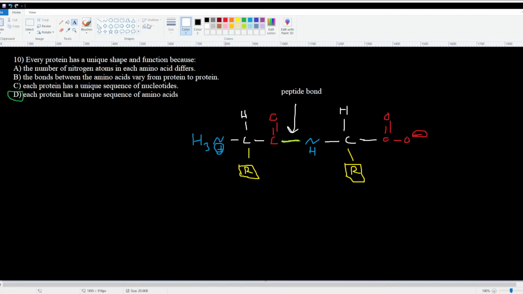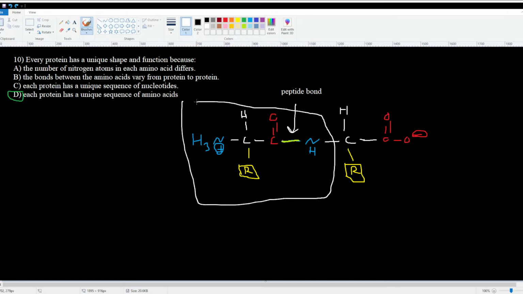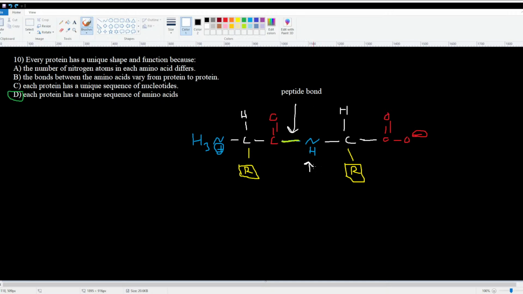So this is your peptide bond. Peptide bonds are what link together amino acids. So if you look here, this is one amino acid, and then this is another amino acid. And they share this nitrogen, right? They share it via this peptide bond. So this peptide bond is what links them together. We add amino acids via peptide bonds. We link them together one by one by one by one by one.